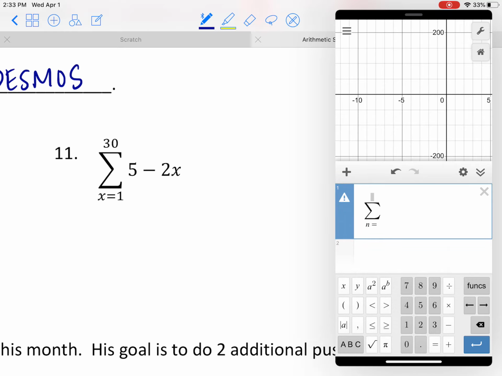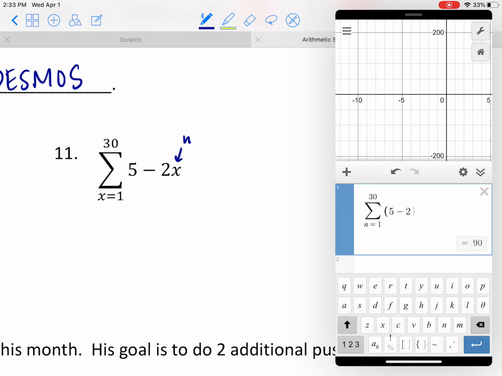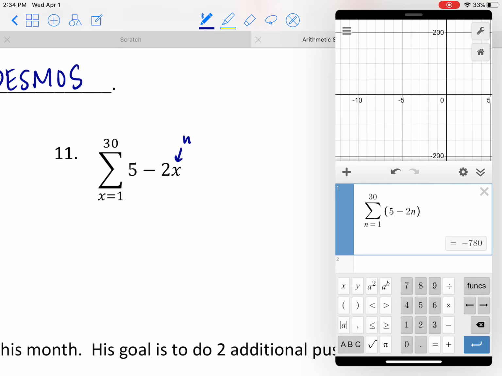Okay, so now if you want to pause and give number 11 a shot, I'm going to do this again. Functions, sigma. This time we have x in here. I'm still going to type it in with n, just make sure that you use n when you write your explicit formula. So we're going to go from the first term to the 30th term, and then in parentheses, 5 minus 2n. If you try to type an n underneath the sigma and then an x inside of your explicit formula, it's not going to do anything for you. So make sure your variables match.